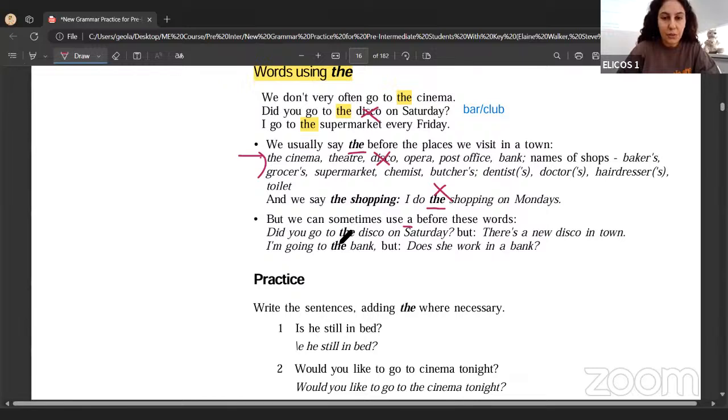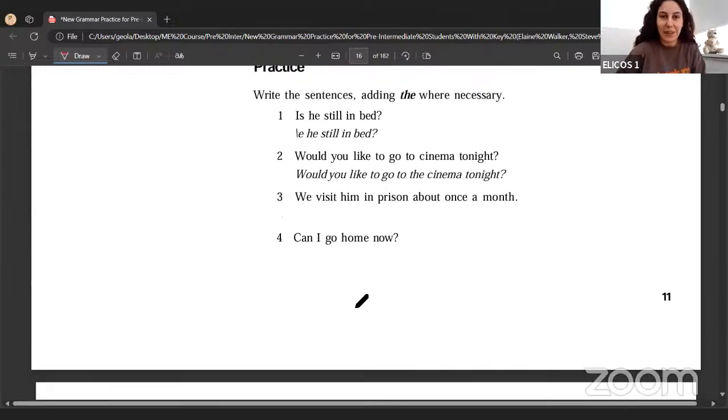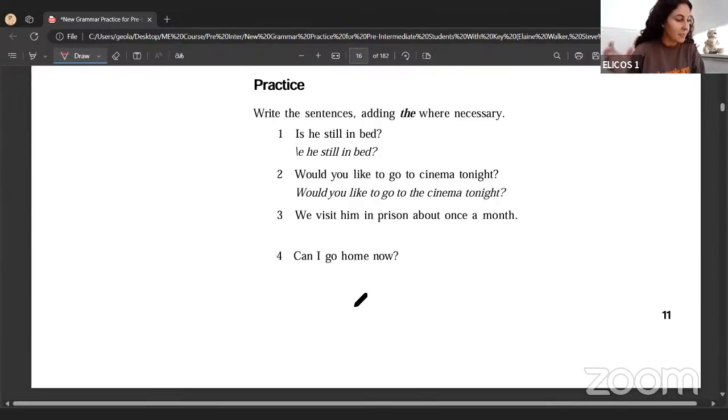Did you go to the disco on Sunday? There's a new disco in town. I'm going to the bank. Does she work in our bank? Okay, let's practice. Get into practicing. So remember, sometimes we don't need the article, and sometimes we know we have to use the. So I'll do the first two.